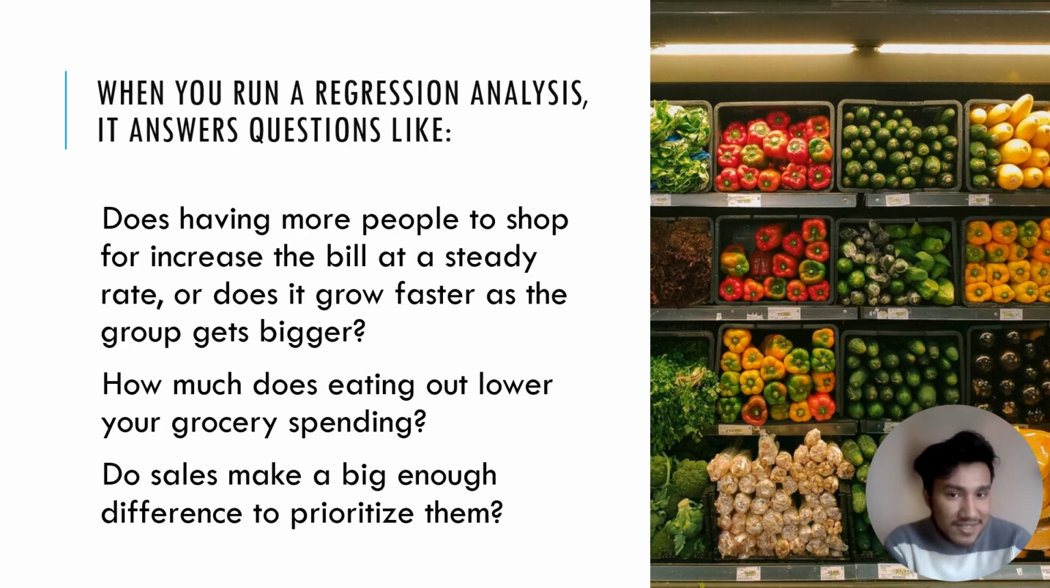At the end of each week, you also record your total grocery bill. So when you run a regression analysis, it answers questions like: does having more people to shop for increase the bill at a steady rate, or does it grow faster as the group gets bigger? How much does eating out lower your grocery spending, or do sales make a big enough difference to prioritize them?